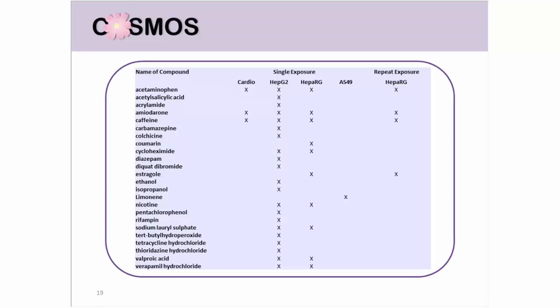This is the list of chemicals for which we have established the so-called virtual cell-based assay. We have 30 chemicals. We have 4 types of cell lines: cardiomyocytes for heart, HepG2 and HepaRG for the liver, and A549 for the lungs. We then also look at the repeat exposure only in HepaRG and only for a few of these compounds.